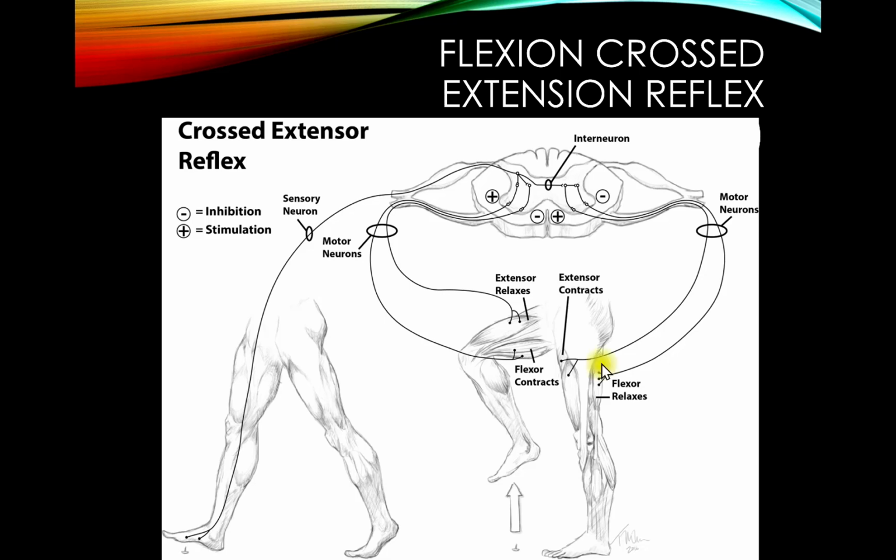We have this information here that is kind of going back and forth as you take one step on one leg and then on the other leg. These are circuits in the spinal cord that are important for normal gait and balance.